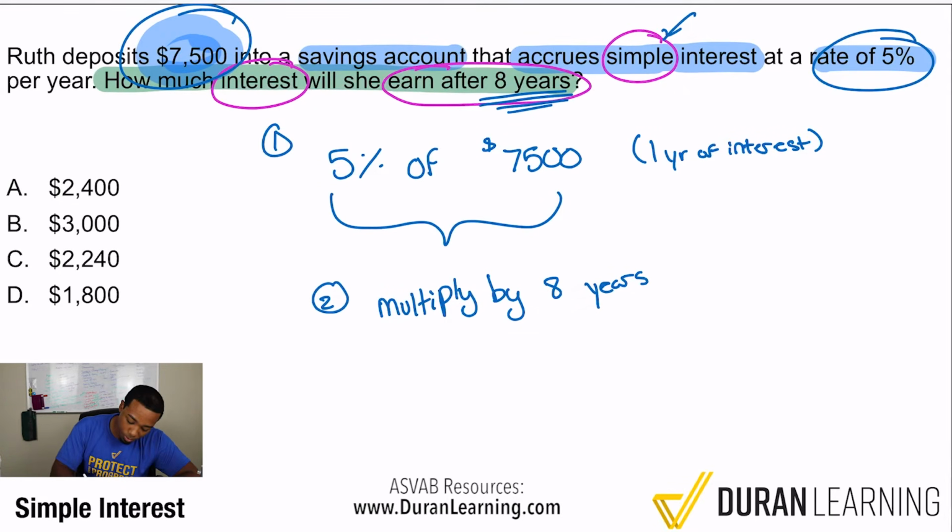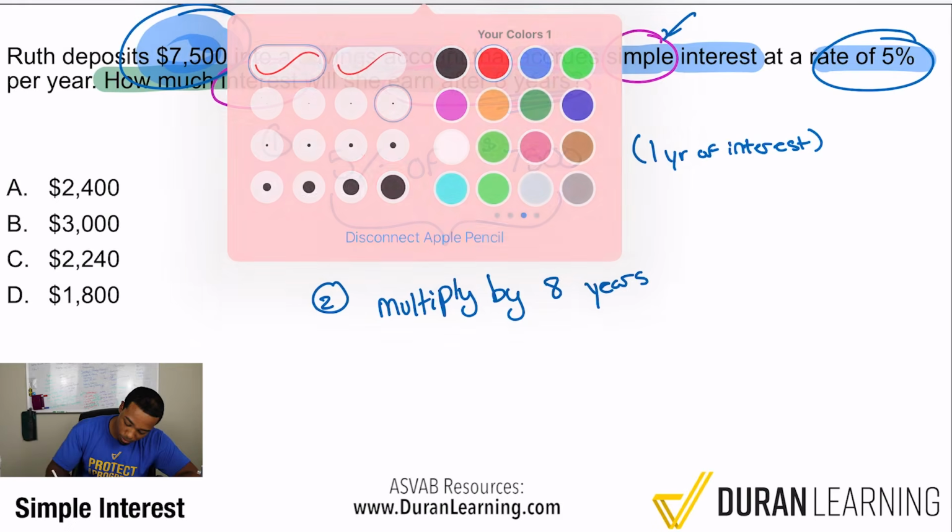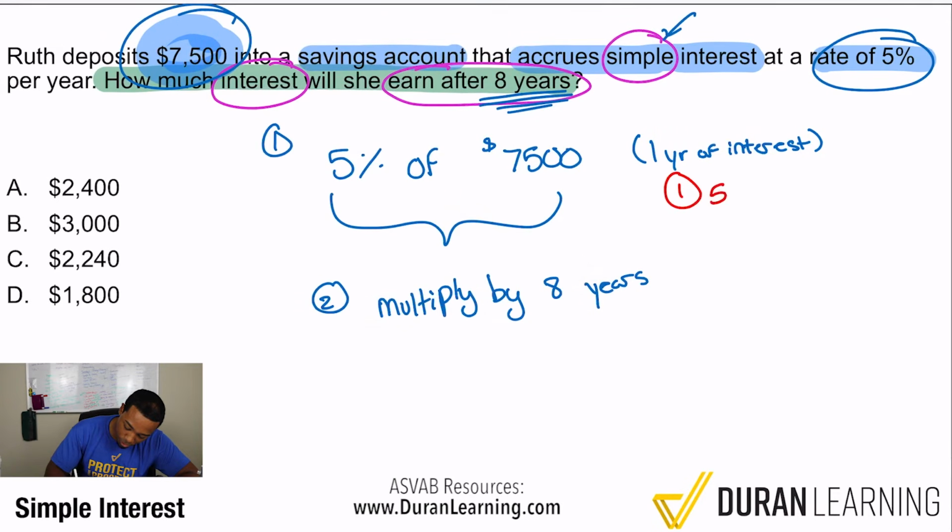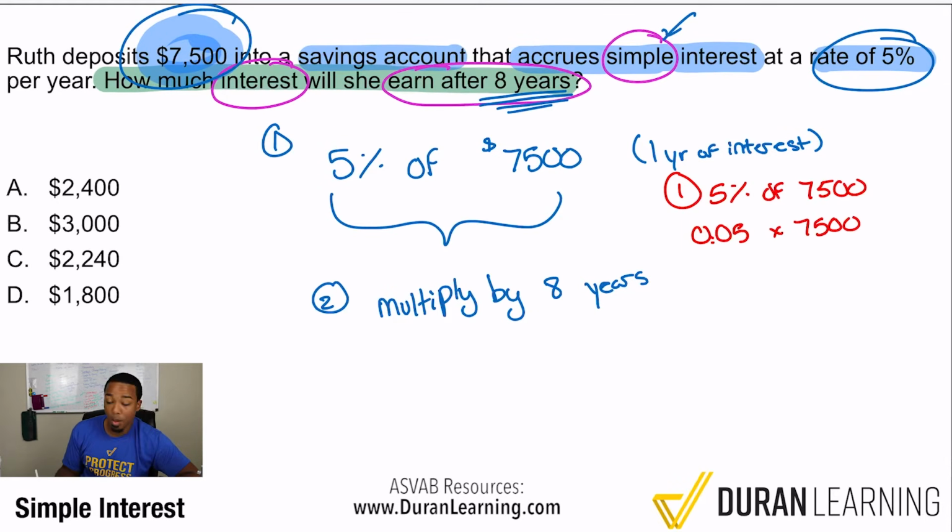So first step, number 1, what I'll do is take that 5% of 7,500. How do you do that again? Remember, before you multiply percents and numbers, you need to convert that percent to a decimal. So with that said, this is 0.05 multiplied by 7,500. Remember, percent means per 100 or out of 100.